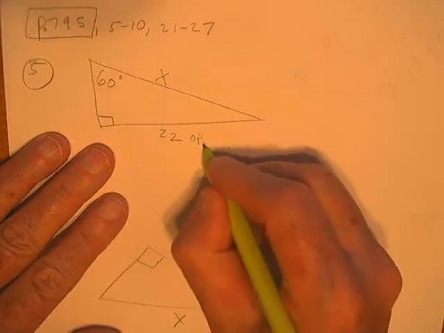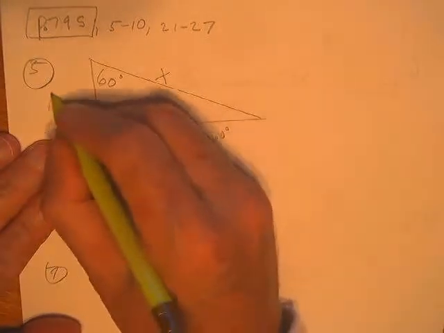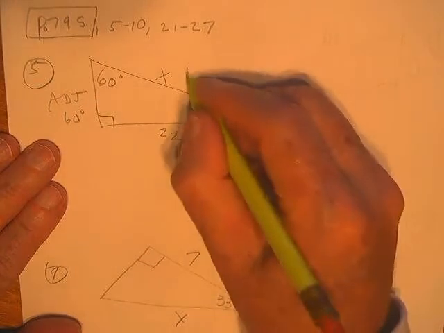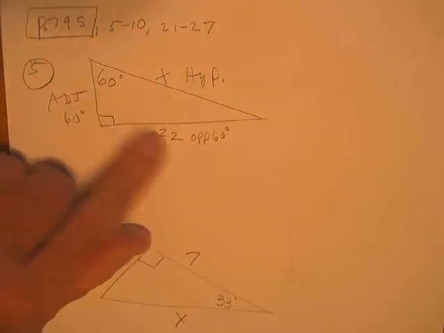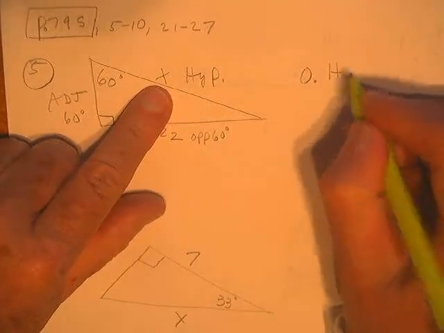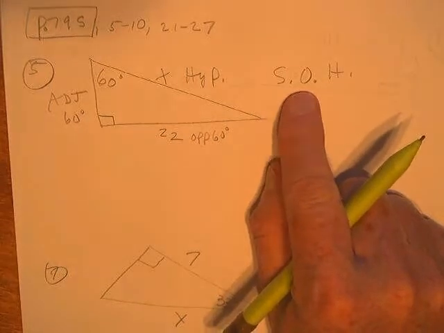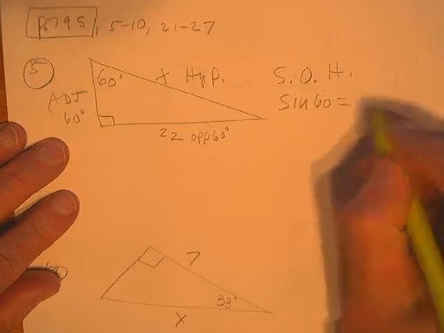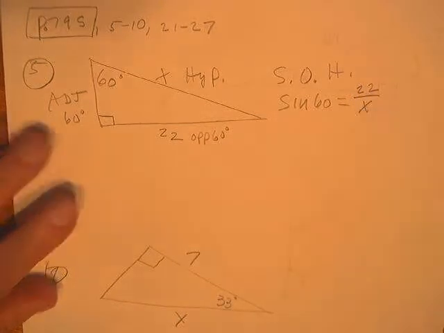Now notice this side right over here is opposite 60 degrees. This side's adjacent to 60 degrees. X over here is the hypotenuse. So I know the opposite, and I want to find the hypotenuse. Oh, guess what? It's going to be sine from our SOHCAHTOA. So I want sine of 60 equals opposite over hypotenuse.